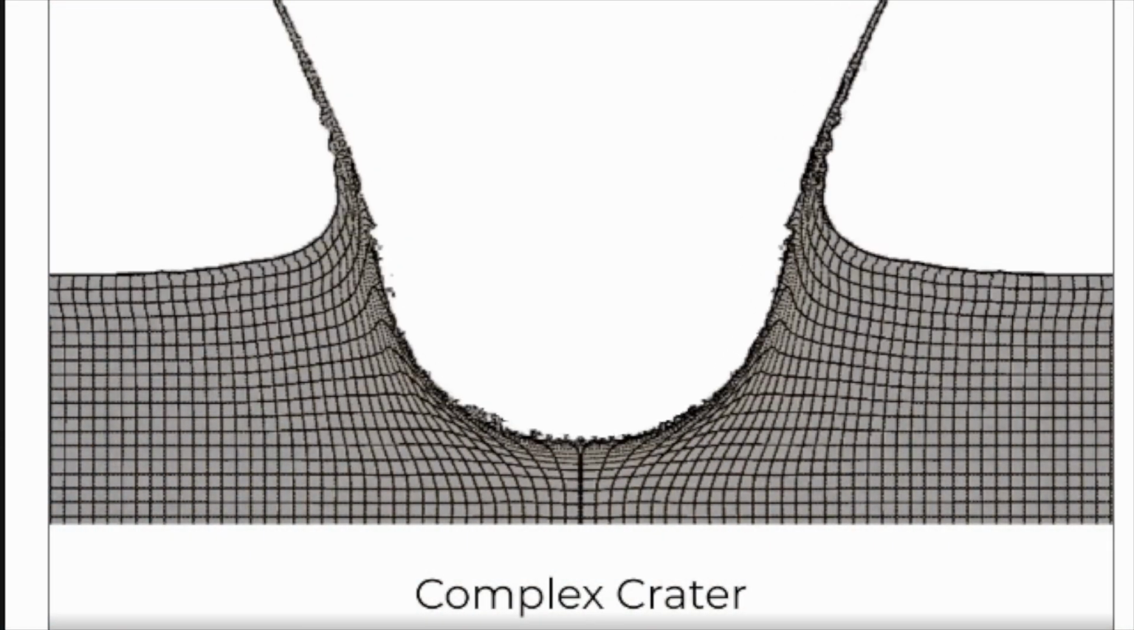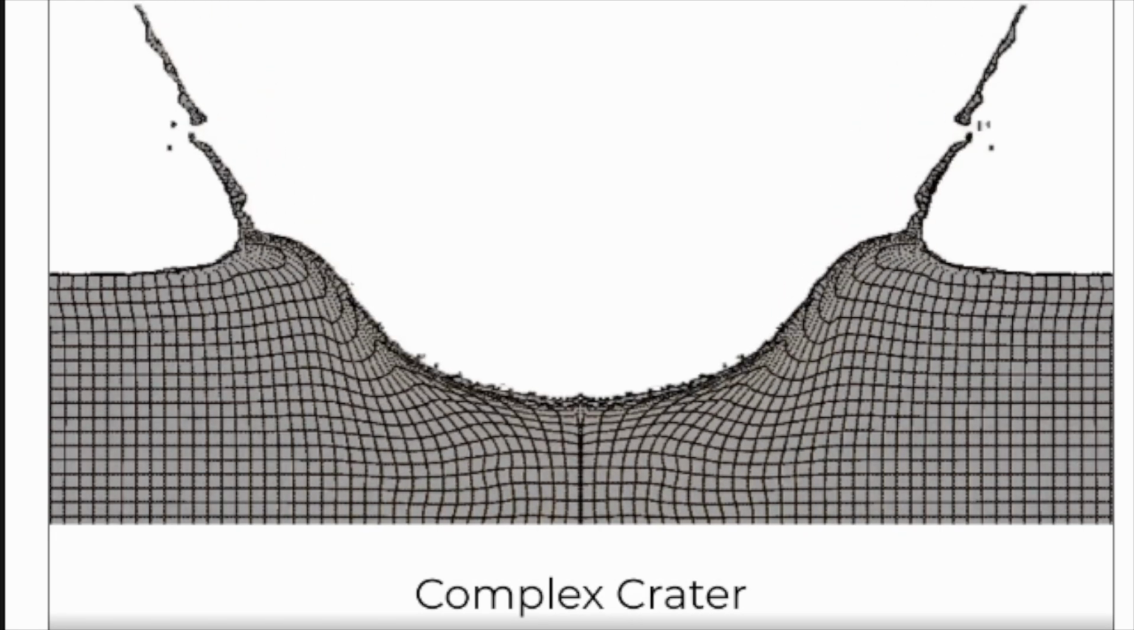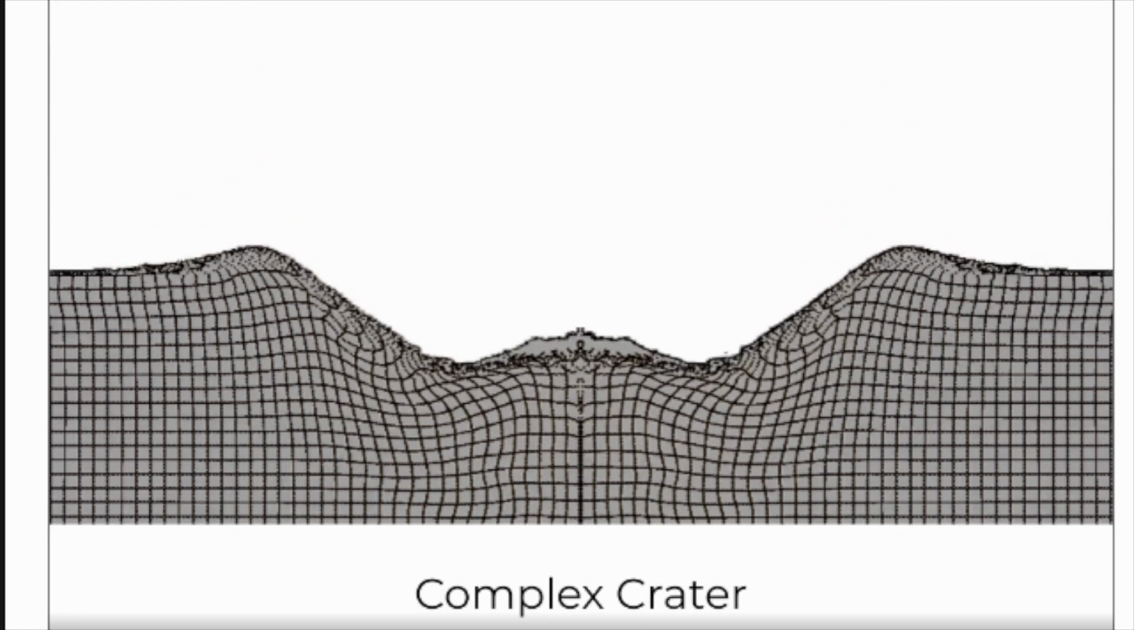This animation shows a model of formation of a complex crater. Initially, there is a bowl-shaped cavity which is excavated, but as the crust rebounds, a central peak forms within minutes. The walls of the crater collapse and form terraces under the influence of gravity, leaving behind a shallower and wider crater than a simple crater.